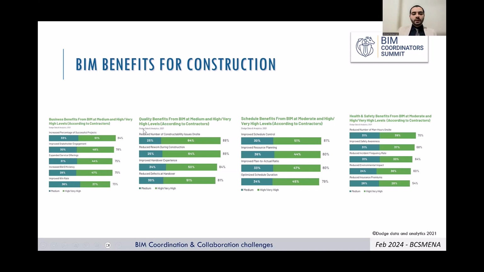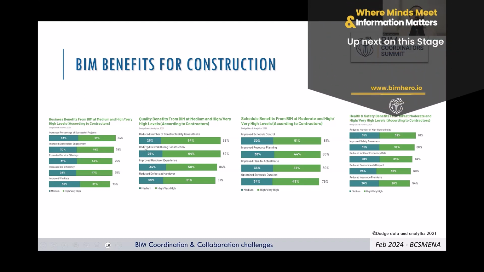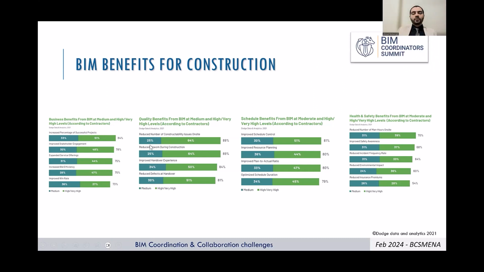If we are talking about the quality benefits, we have a lot of issues related to quality in construction, especially when we are talking about constructability issues. BIM reduced the number of constructability issues by 25% to 64%. Reduced reworking during construction, which is very, very important, so that when we build something, we do not need to modify or demolish. We have a percentage of 25 to 64. Improved handover experience and reduced defects at handover.